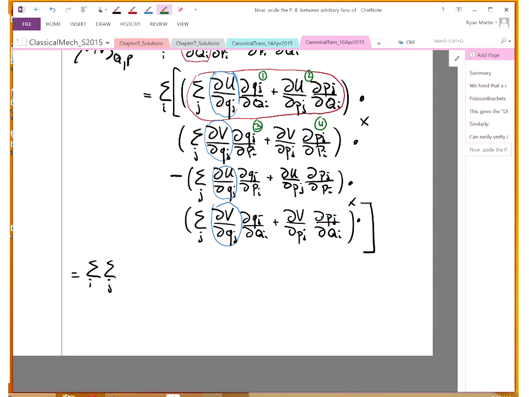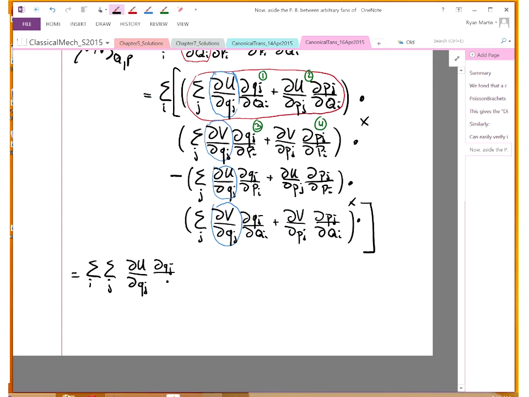Okay, so I only care about the things now that have lowercase qj's in it. And then you have to do the same thing for all of them. But let me do only the lowercase qj's. So the things that only have lowercase qj's on the bottom, it's term 1 times term 3.